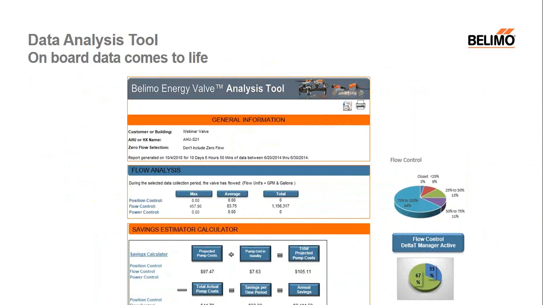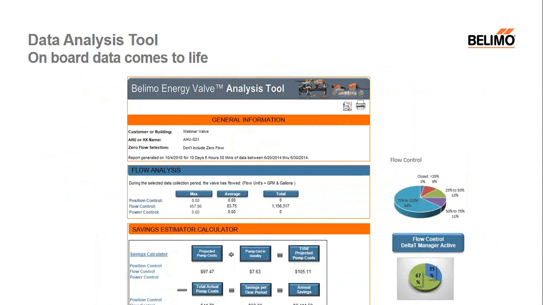So provide, once again, general information on what type of valve there is, the valve name and the valve size. A couple of snapshots here of flow analysis, so understand what the total flow has been through the valve, the average flow, the maximum flow, and also in terms of savings, there's an estimator that calculates the savings based on pump affinity laws. So when the Delta T Manager is enacted, it shows what the potential savings, what the savings is, when the Delta T Manager is in operation.